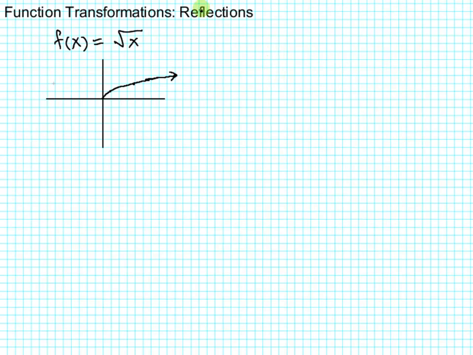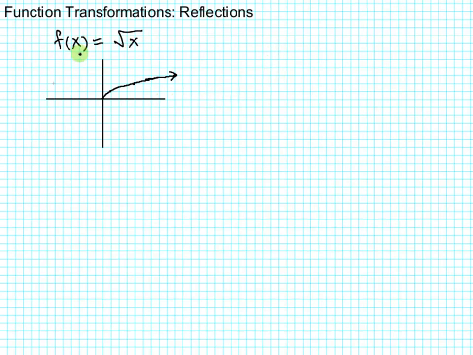Reflections are usually among the easiest types of transformations. The difficult part is keeping track of what type of reflection you should actually do. So let's take a look. Okay, so reflections come about by introducing negatives into a function.